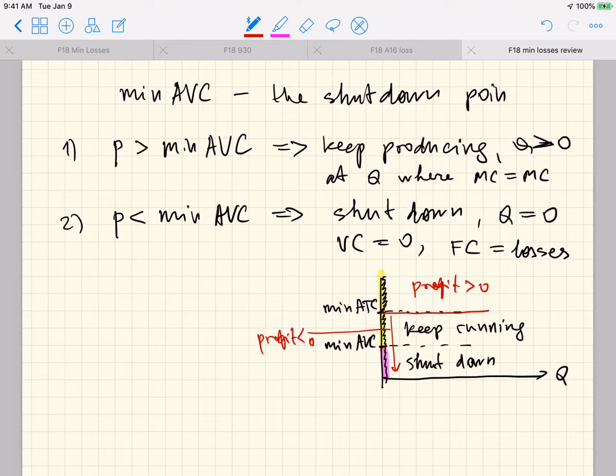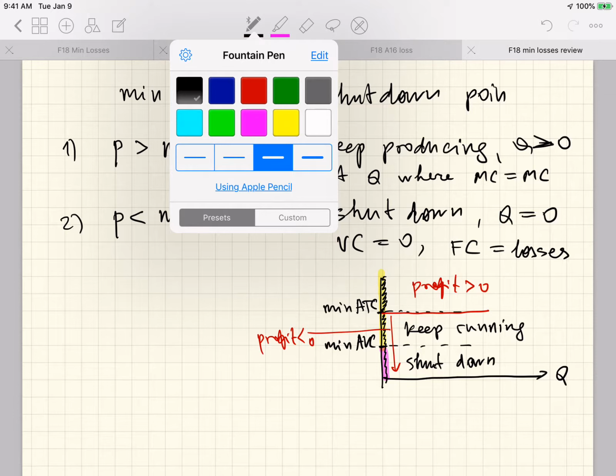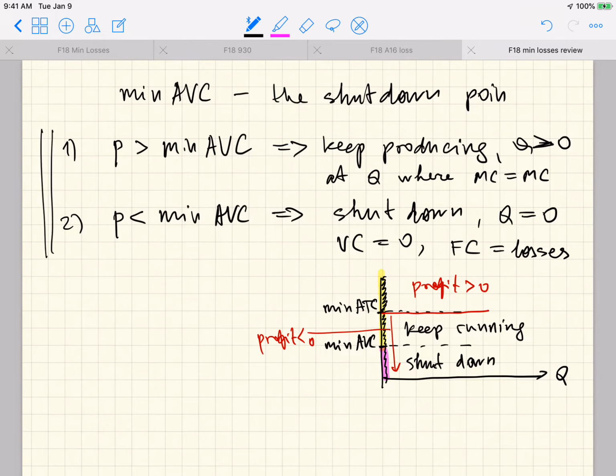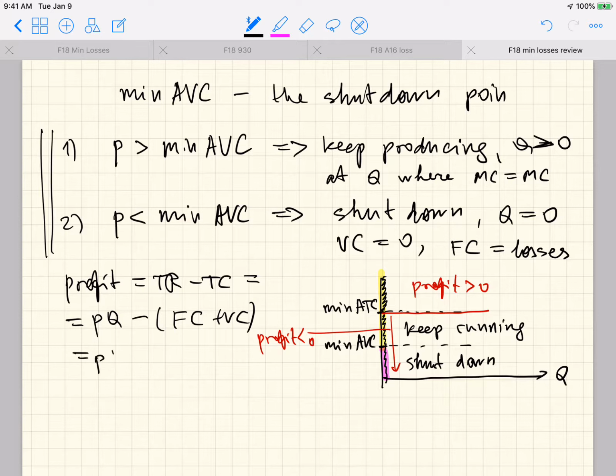All right, so then we can do this simple exercise to illustrate why this rule works. To do that, we'll start with the basic formula for profit, total revenue minus total cost, and then we're going to again represent it as PQ, total revenue, minus fixed cost plus variable cost. Then we'll keep PQ the way it is, minus fixed cost minus AVC times Q. And then we're going to pick these two terms, put them together, and take Q out. So it will be P minus AVC times Q minus FC.